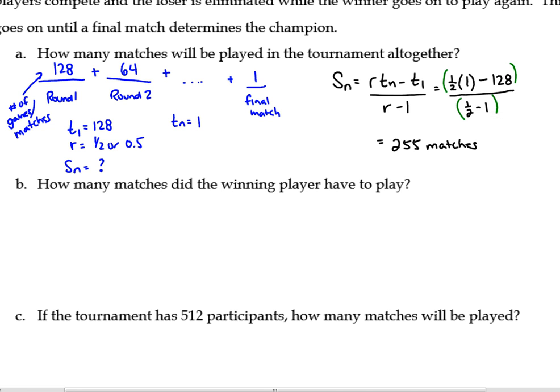How many matches did the winning player have to play? So now what are we looking for? How would I figure that out? The winning player, are they playing in every single round? If you're the ultimate winner, did you play in every single round? You had to, because it's an elimination. So you win this one, then you go on to the next round, or you're eliminated altogether.